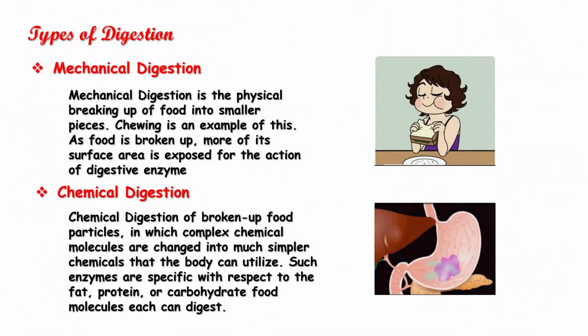Mechanical digestion is the physical breaking up of food into smaller pieces. Chewing is an example of this. As food is broken up, more of its surface area is exposed for the action of digestive enzymes. Chemical digestion of broken up food particles is the process in which complex chemical molecules are changed into simpler chemicals that the body can utilize. Such enzymes are specific with respect to the fat, protein, or carbohydrate food molecules each can digest.